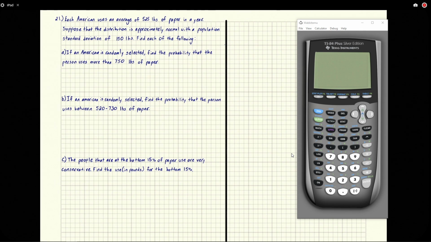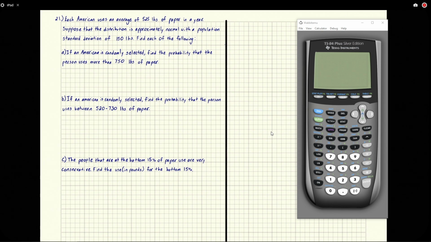Alright, so we're just going to tackle these one at a time, but basic standard normal distribution knowledge will go a long way. And we are going to be using both the calculator and the chart to do this problem. So let's just dive right in.